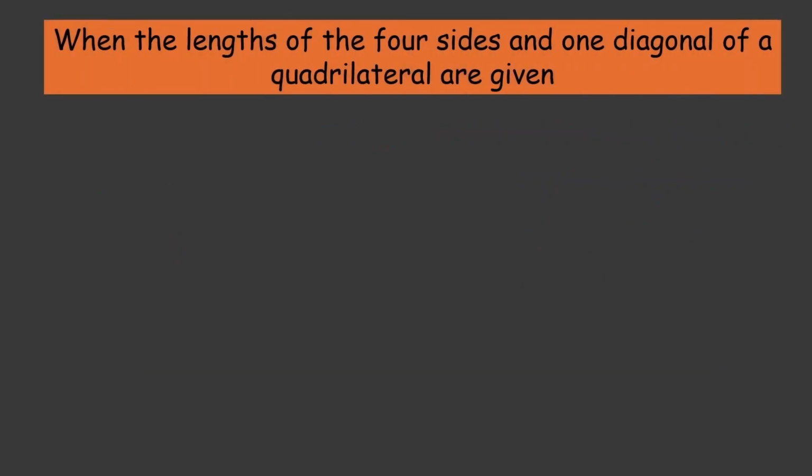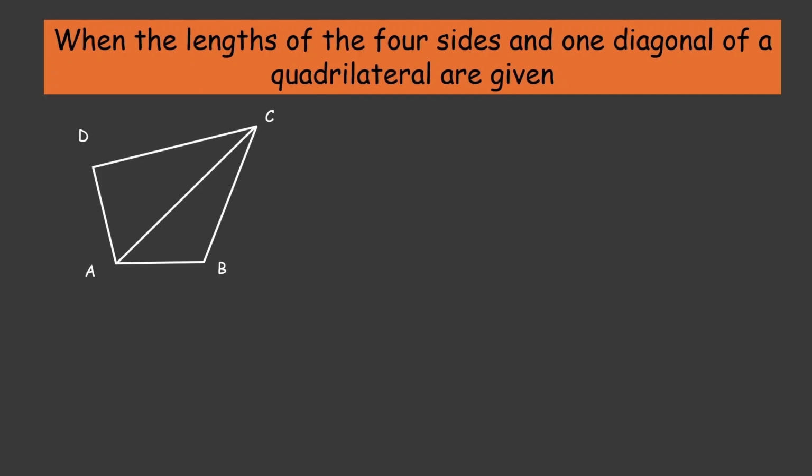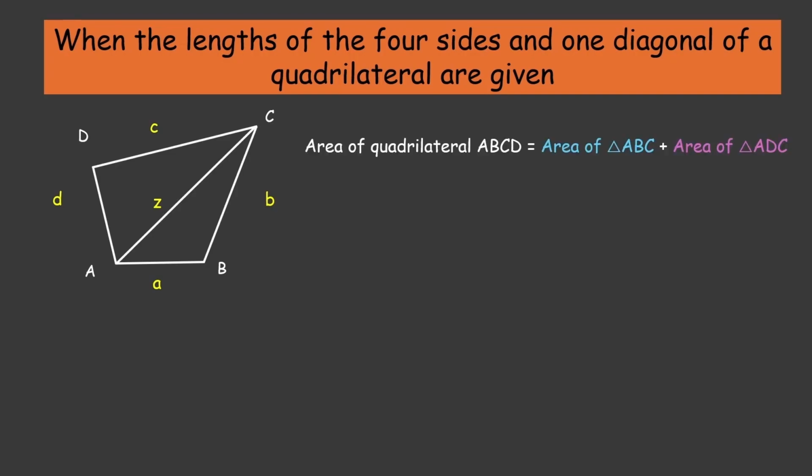Lastly, let us look at the case when the lengths of all four sides and one diagonal of a quadrilateral are known to us. So we know that AB is A, BC is B units, CD is C units and DA is D units. And the diagonal AC is Z units. So over here, the area of the quadrilateral is once again the sum of the areas of the ABC and ADC triangles.